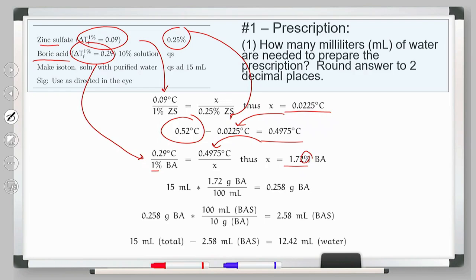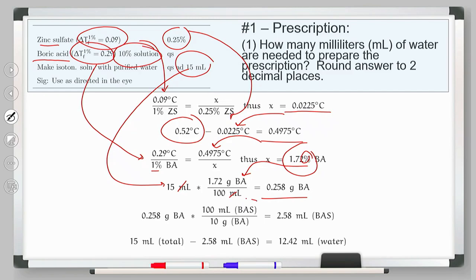All right? That's my answer, but it's not my answer. It's what I need, but I still need to figure out some more stuff. So if this is a concentration I need and this is the volume I'm making, then let's take the 15 milliliters times my concentration of boric acid at 1.72 grams per 100 milliliters. Milliliters cancels, and that's the actual weight of boric acid I need to make my product isotonic. And if we had just solid boric acid, we would be done, but that would be too easy for Larry. I gave you a 10% solution of boric acid, not a powder.